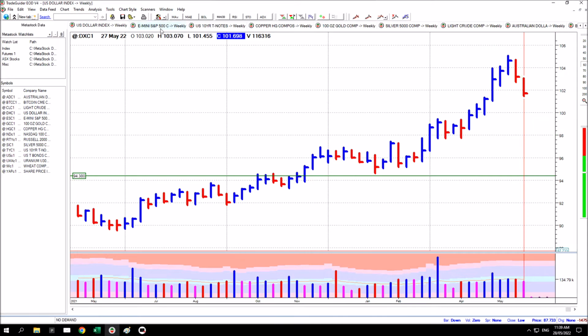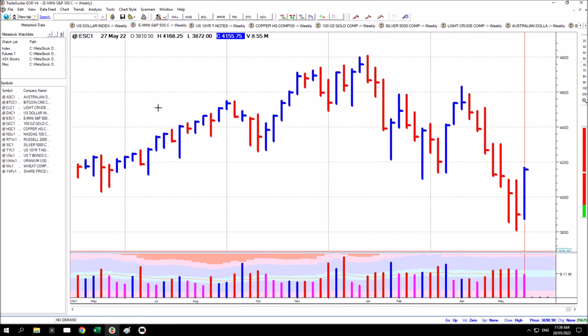Next chart is S&P 500 futures. It's the E-mini. And there's an attempt to reverse coming in here. There was buying on this bar in particular. This was a sweep lower, probably to catch stops below the low of this bar.